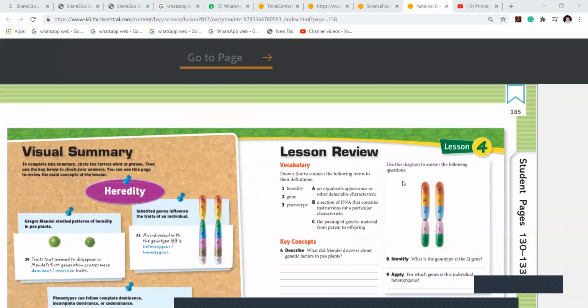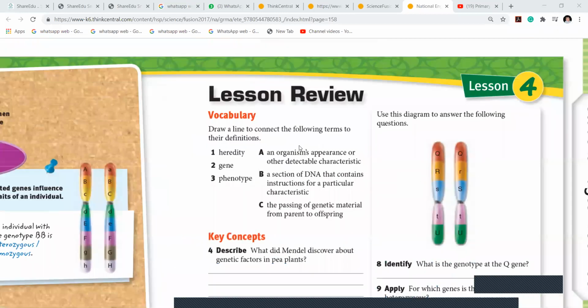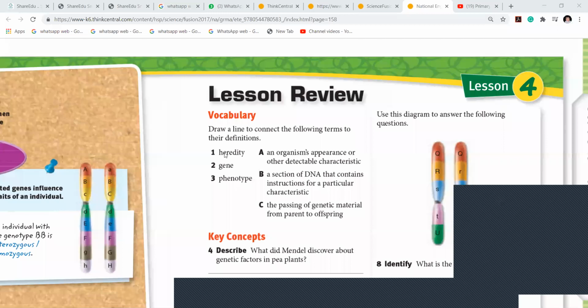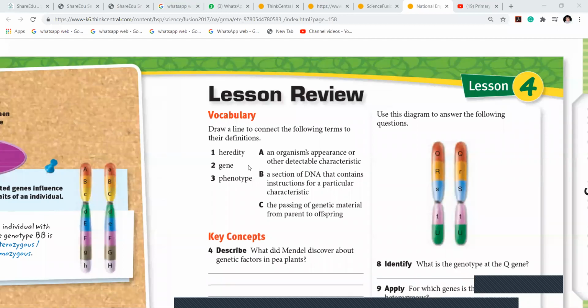Okay. Now coming to the first one. Draw a line, connect the following terms to their definitions. Come on, do that. What is heredity? Come on, Lean, Mateen, who will say first? Lean, heredity. Miss, can I say it? You do the second one, Mateen. I think there's a problem in her mic. Come on, Vatin, you can tell me the first one, heredity.